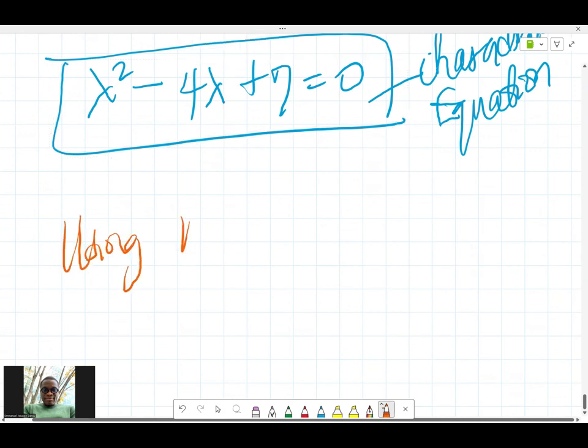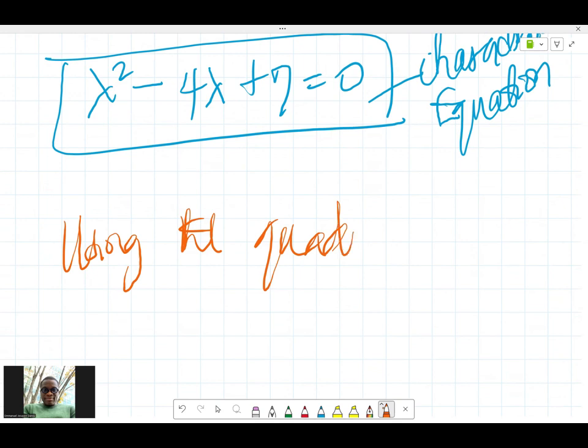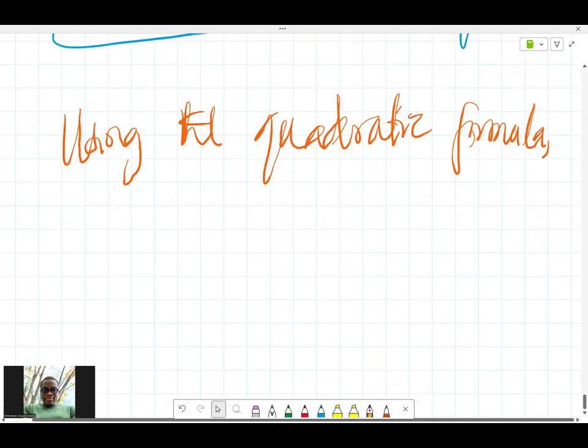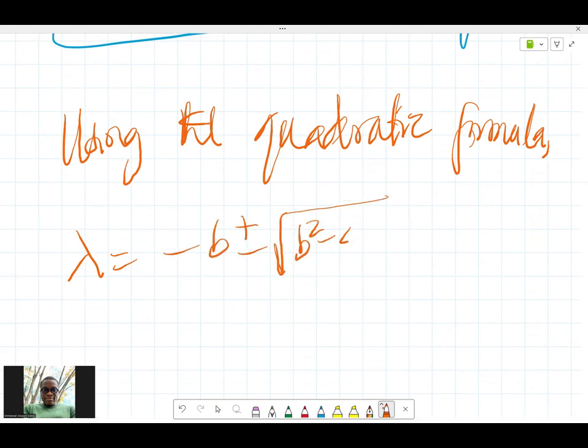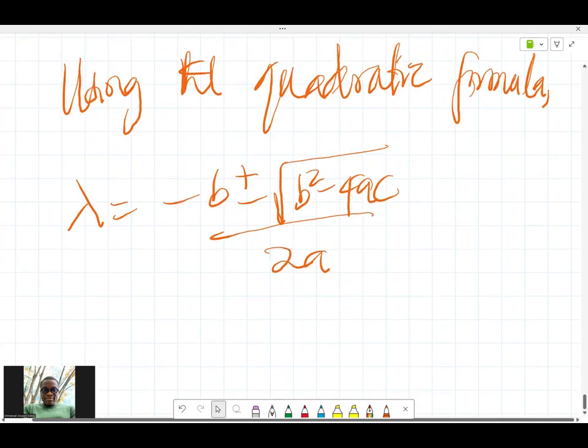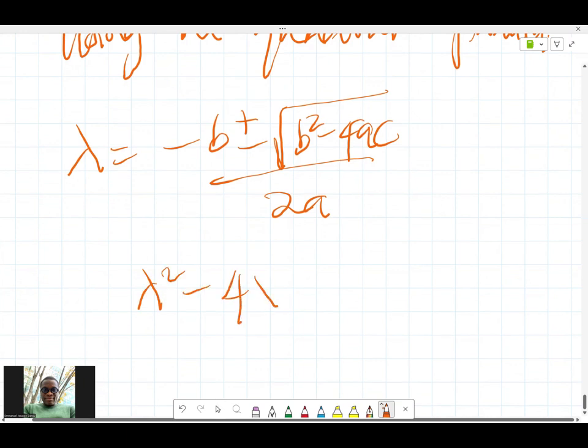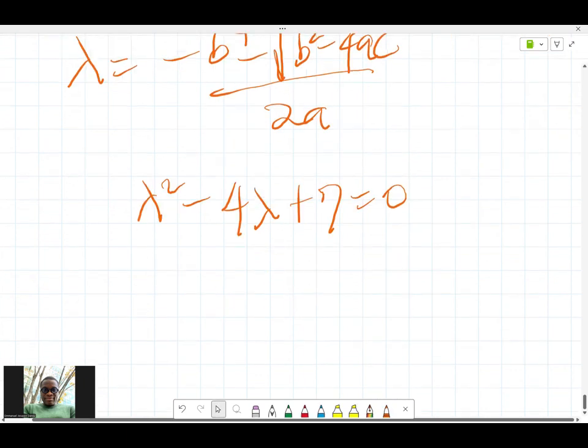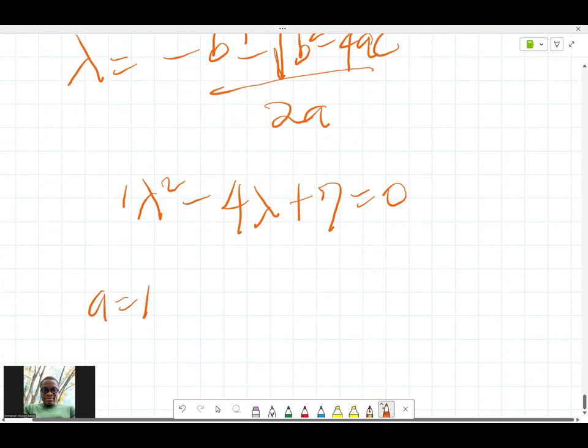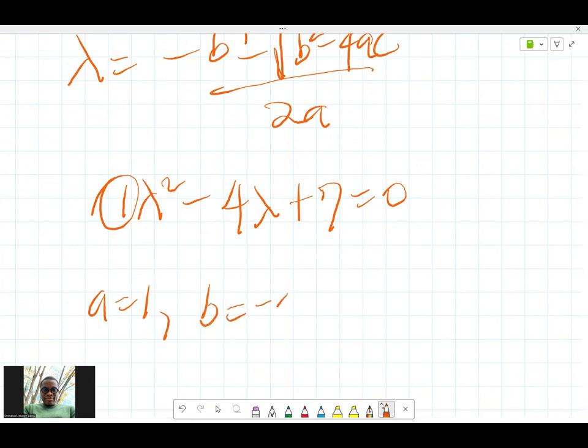Using the quadratic formula, we want to find the eigenvalues, which will tell us the stability. We know that lambda is equal to minus b plus or minus square root of b squared minus 4ac, all over 2a. Comparing with the standard equation, lambda squared minus 4 lambda plus 7 equals 0 tells us that a is equal to 1, the coefficient of lambda squared. Then b is equal to minus 4, and c is equal to 7.